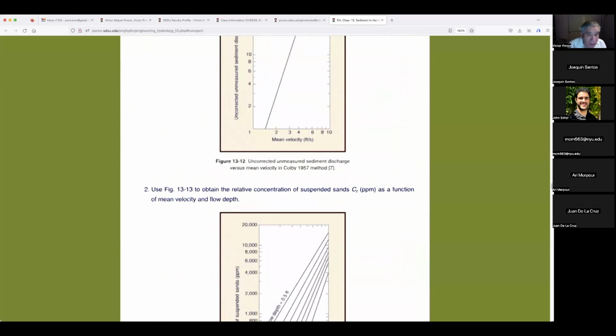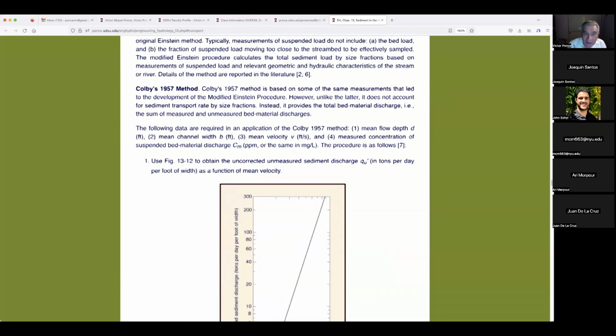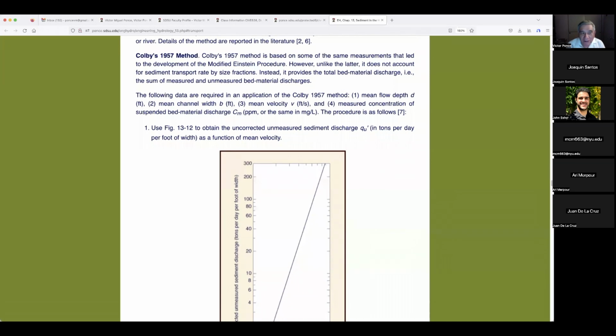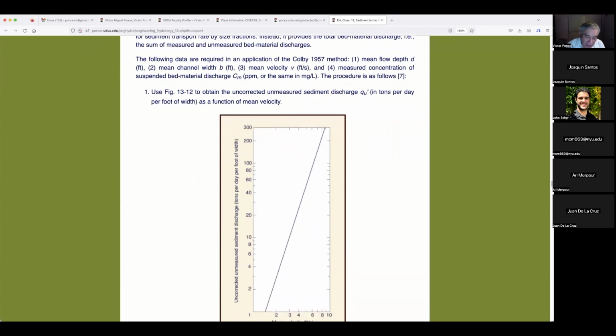I should also tell you, or you should surmise at this point, that Professor Ponce is going to come up with a calculator to do any method, particularly these methods that are very simple to program. So we have a calculator for the Colby 1957 method. The method is kind of cumbersome. It requires 3 graphs, and you've got to go in there, and they have names, like uncorrected, unmeasured sediment discharge.